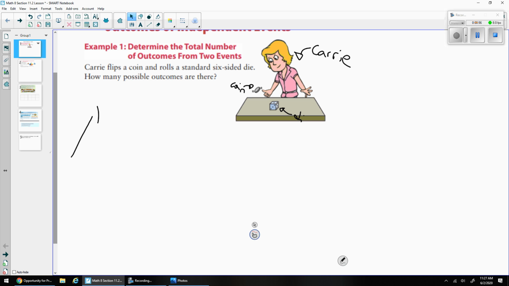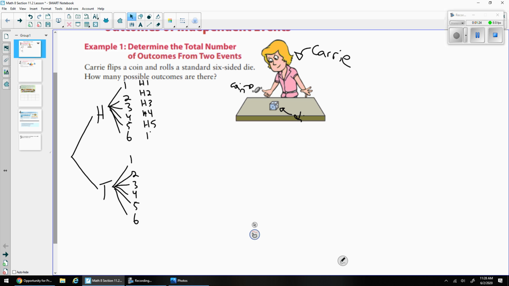So she could get a heads or a tails with the coin. And then she could flip the heads, and then she could get a 1, a 2, a 3, a 4, a 5, or a 6. Or she could flip the tails and then get a 1, a 2, 3, a 4, a 5, or a 6. And now we can write it all out if we want to. Heads and 1, heads and 2, heads and 3, heads and 4, and so on.